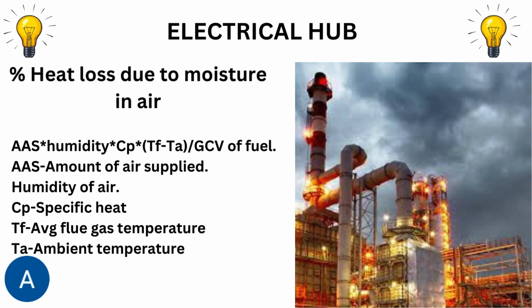Now moving to the next point, percentage of the heat loss due to the moisture in the air. So AAS, what is AAS? That is the total amount of the air supplied, means theoretical air requirement plus the excess air. So total amount of the air supplied into humidity of the air into the specific heat into (Tf minus Ta) by GCV of the fuel, where Tf is the average flue gas temperature and Ta is the ambient temperature.